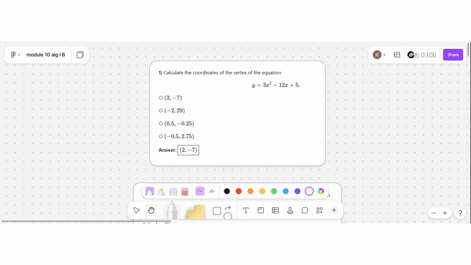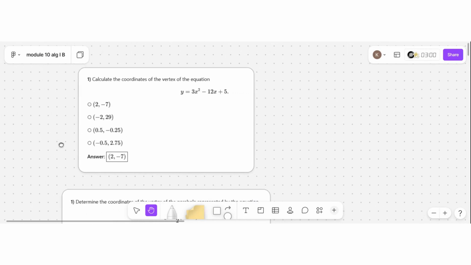Hello, so today we're going to go over a couple more problems here showing you how to use Desmos. So let's go ahead and get started.